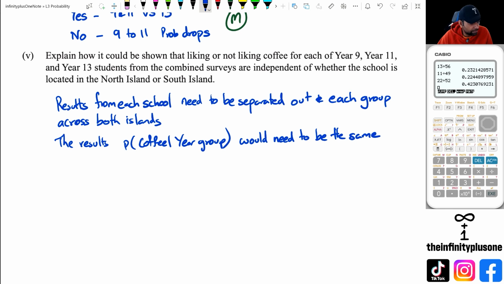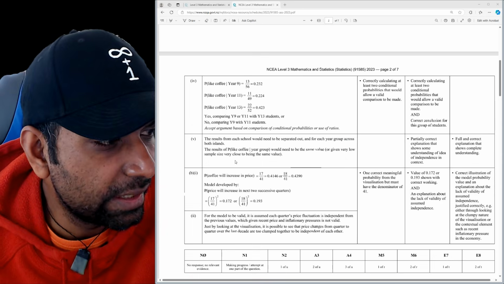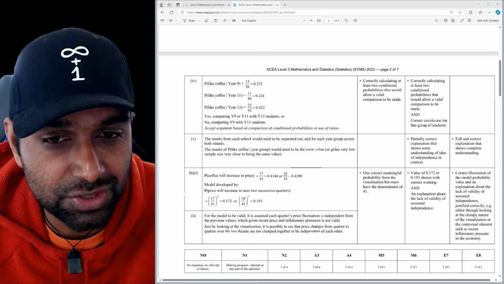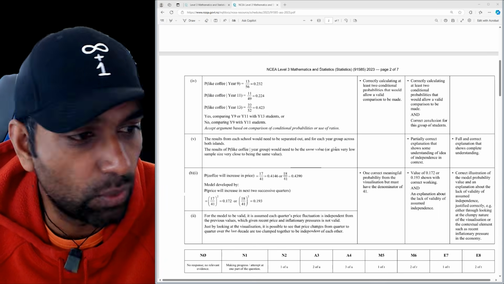So part 5, what is it? We've got a partially correct explanation, showing some identifiers, independence and context. That's going to be merit. So merit is roughly the top line. A full and correct explanation is excellence. Now, again, I will chuck on the schedule here. So this is pretty much what they have there. Like I said before, it's your understanding and how well you explain it.